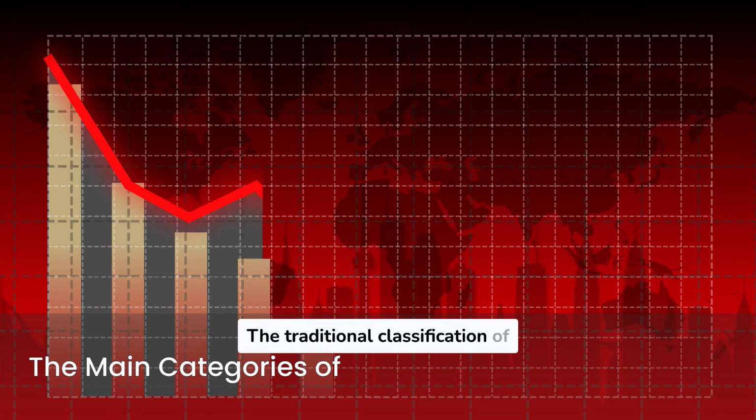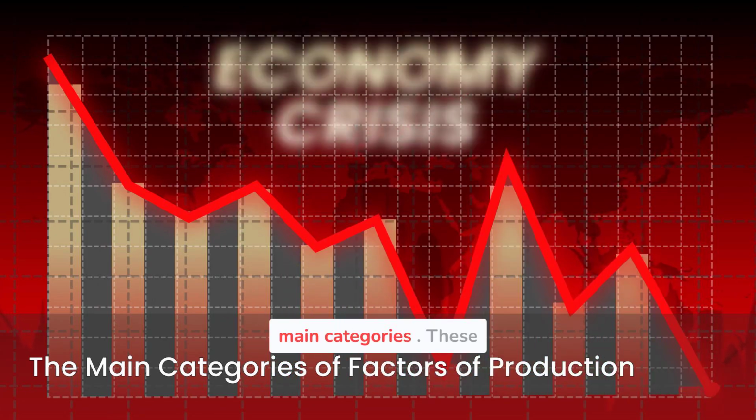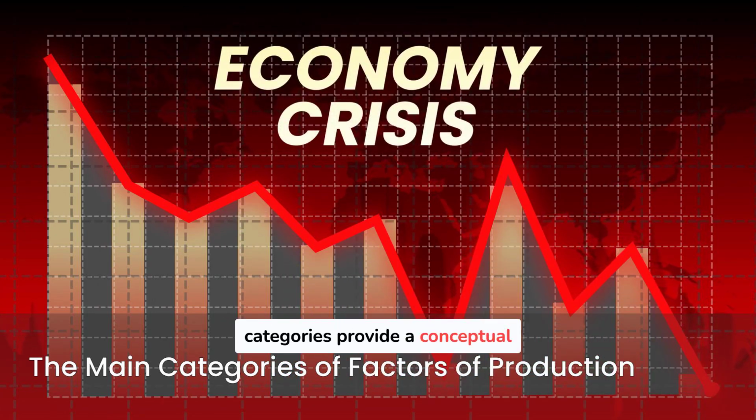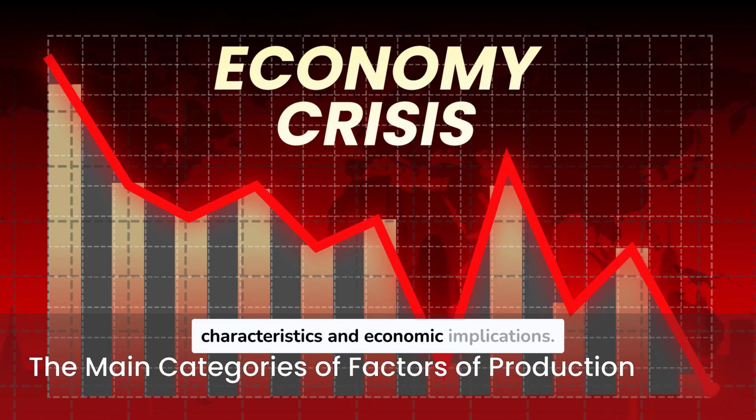The traditional classification of factors of production includes four main categories. These categories provide a conceptual framework for analyzing resources. Each factor has distinct characteristics and economic implications.